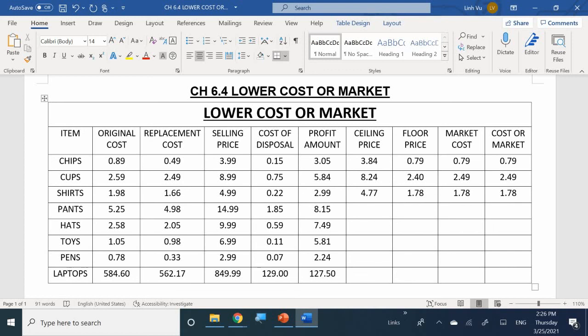Once again, now we have pants, right? I bought them at $5.25 a piece. Maybe it's a new style once again. So now it's telling me it's now worth $4.98. Where did you see that $5.98? Where did you say that? I see 525.